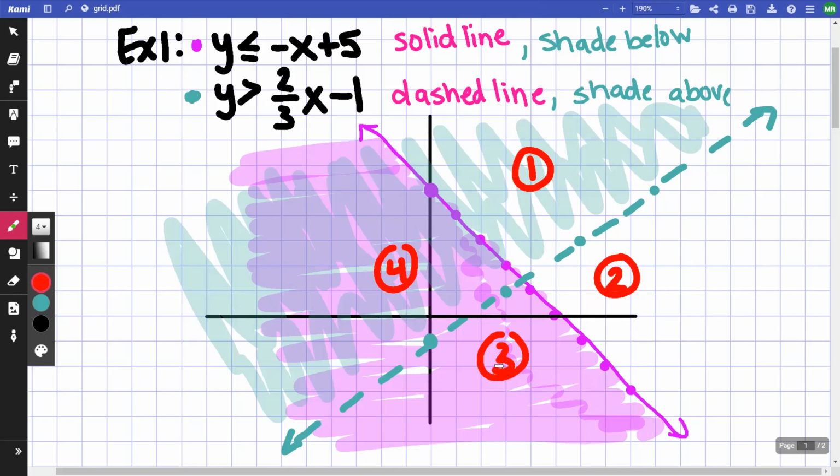This region here has only the purple. So that's going to make the top inequality true, but not the second, the teal one. Now this area here, area 4, has both the purple and the teal. So anything in this area is going to make both of the inequalities true at the same time. That is where my answer is going to be.